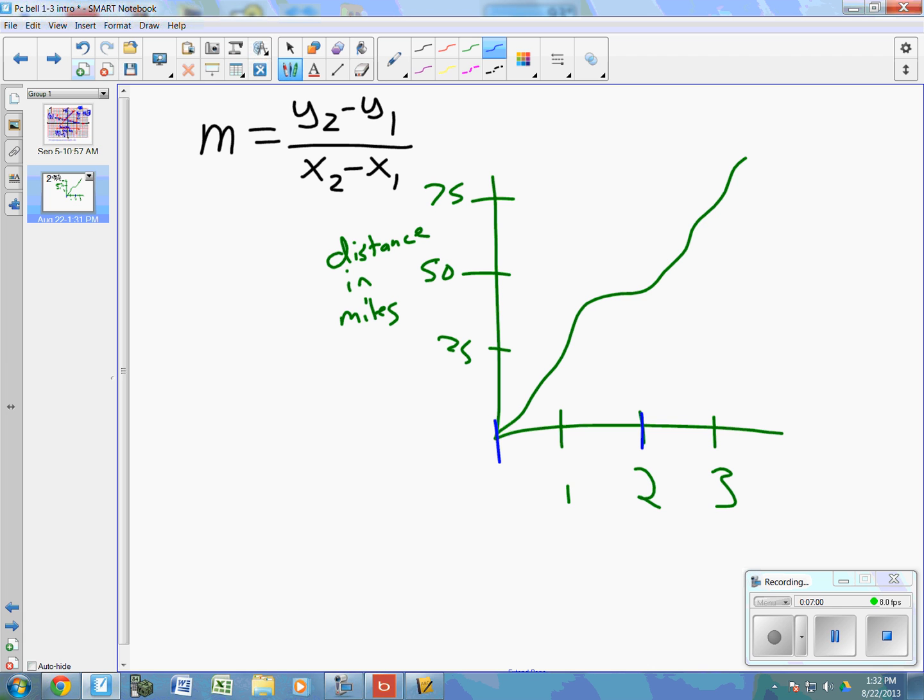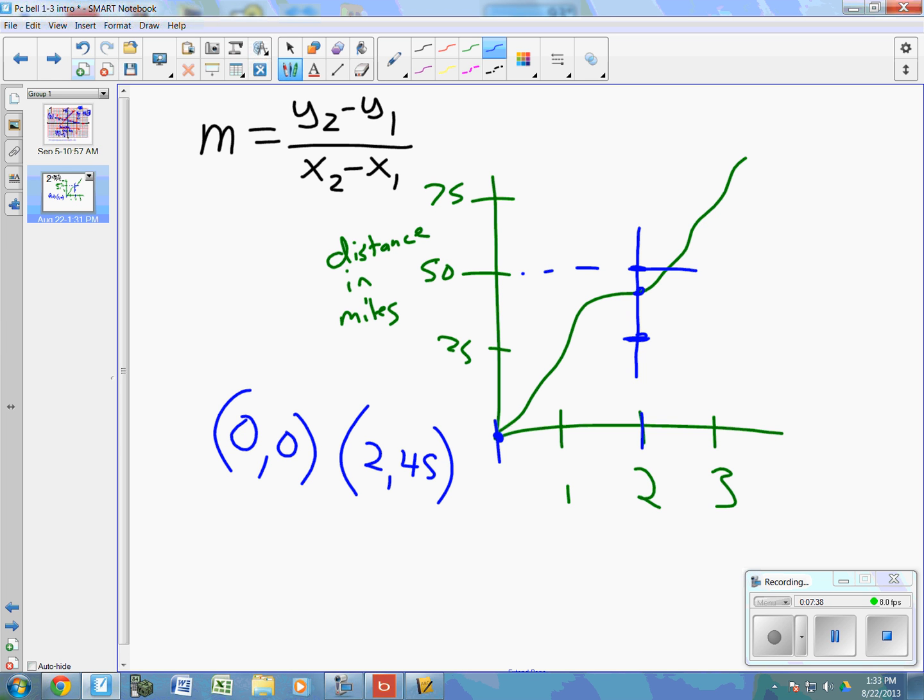At 0 right here, what's the y coordinate? So we have one of our points as 0, 0. At 2, what was it? If you look at that carefully, doesn't it look like it's about 45? Here's a 50 line, and here's the 2 line, and it was just a little bit below that, right? About a fifth of the way down between 50 and 25. I think we're just estimating, but I would say 2, 45. Would you guys all agree with that?